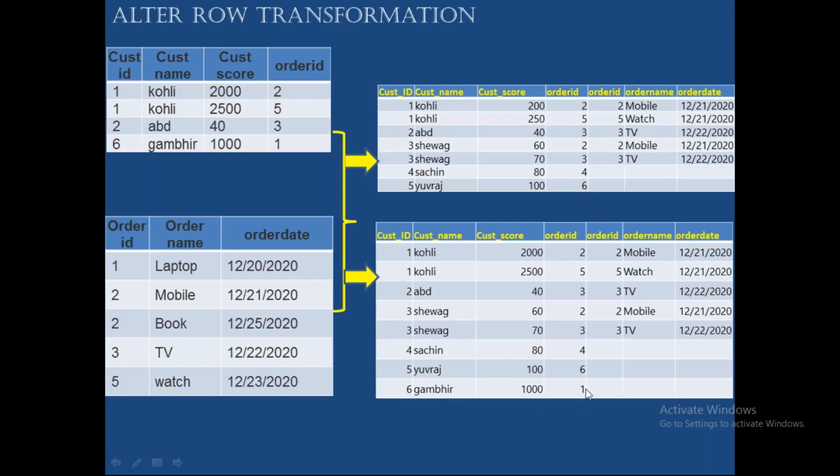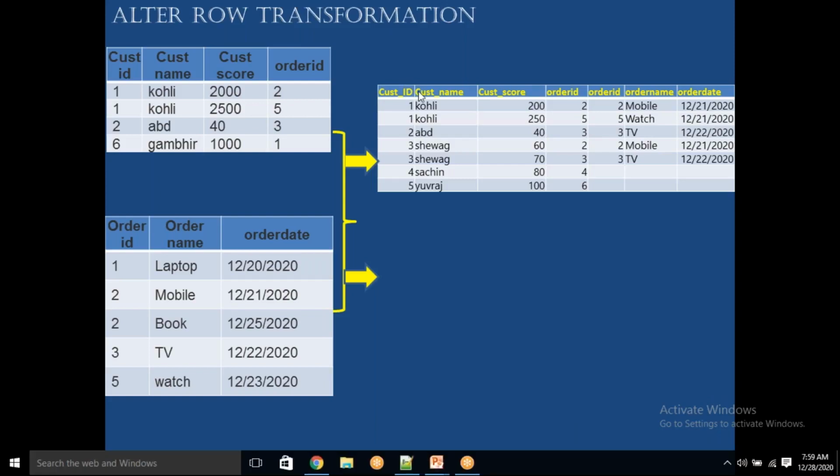6 Gambhir 1000, whatever he has placed, already is 1. Oh, 1 is already matching, right? One second. Just give me a minute. Already 1 is matching, so I need to say 1. Otherwise, what I can do, I will simply give something like 10 here.